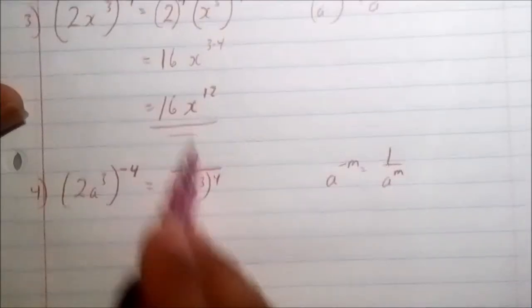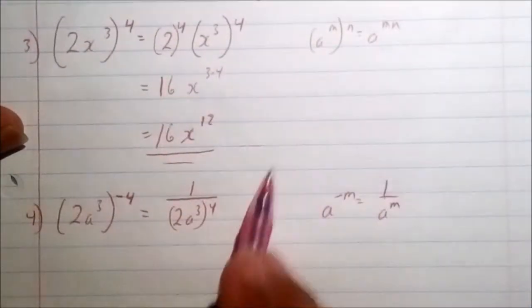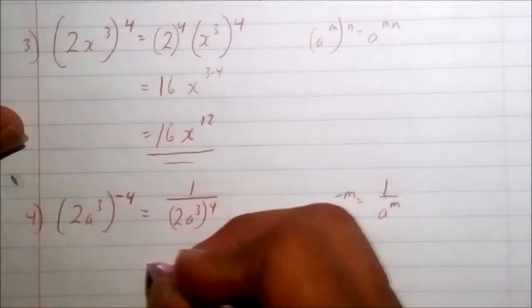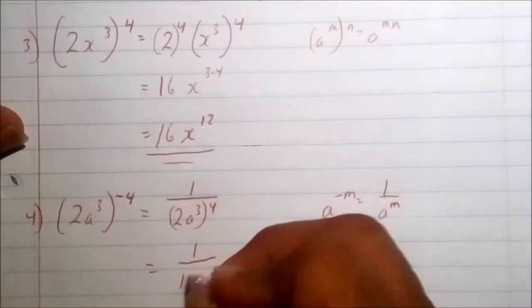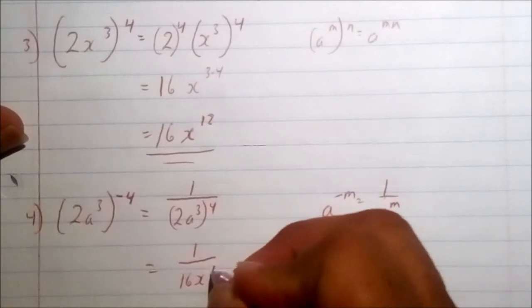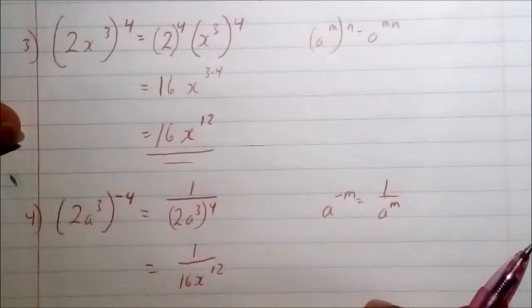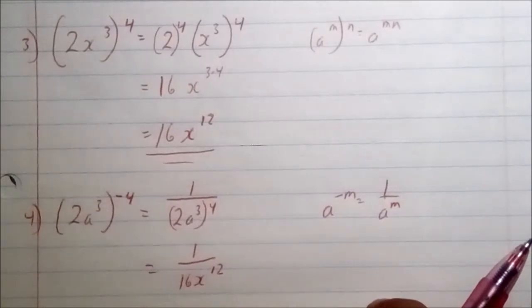So when we work this out, this is the working which would have occurred. Let's just write that information down here, and that would give us 1 over 16x to the 12, and that would be our solution for that particular problem.